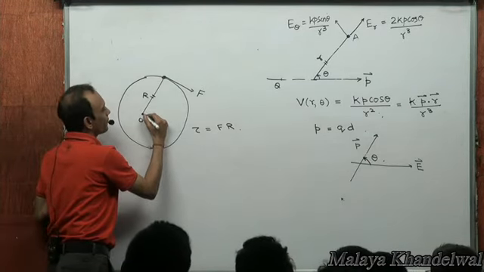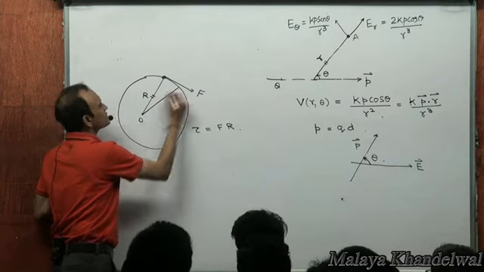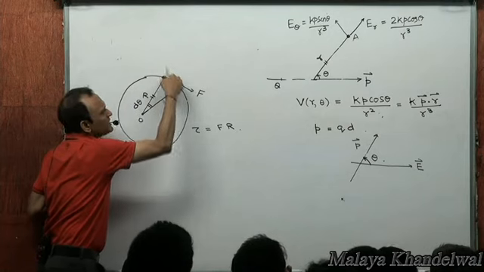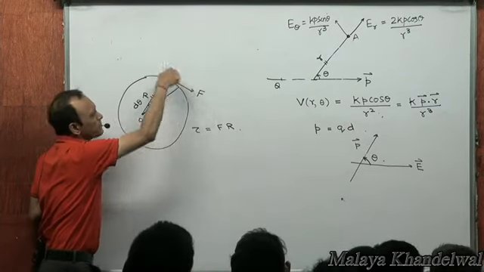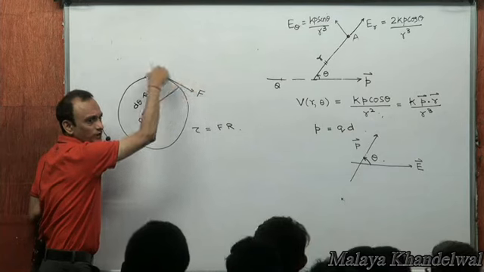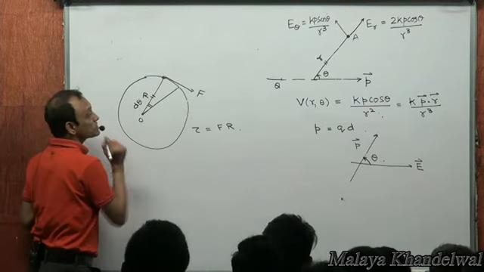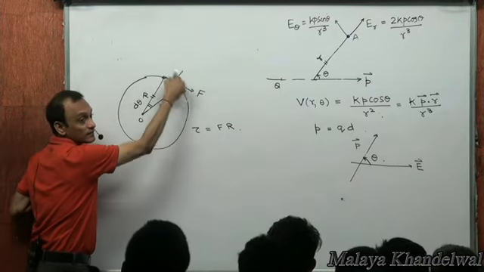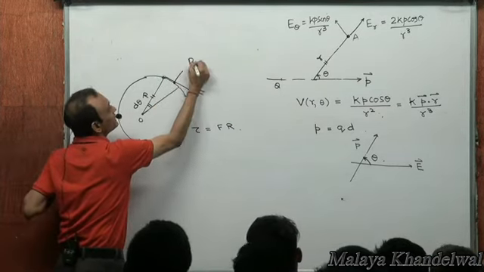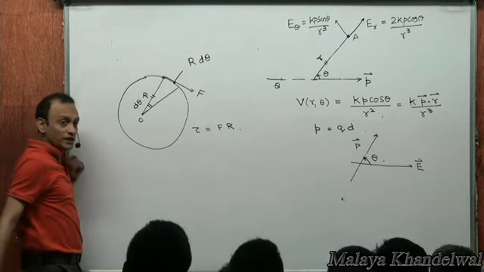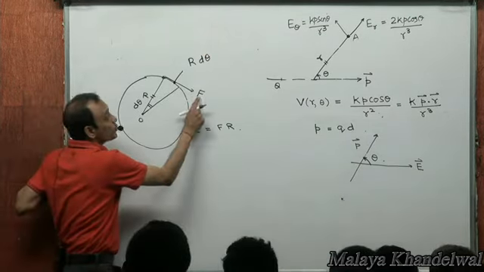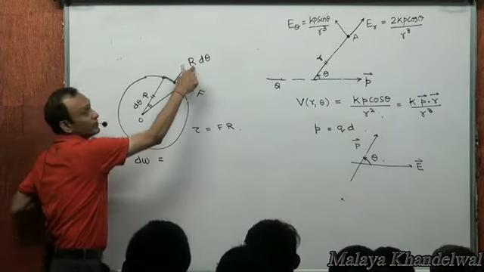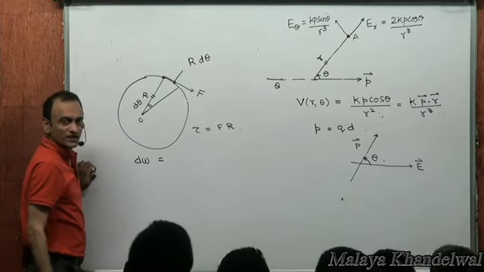Now, if there is a small change in angle d theta, then this force that was tangential here is also tangential here. This force is practically the same along the tangent at this point. Then, what's the work? What's the displacement? This length is the displacement. R d theta is the displacement. What is the work done by this force? The work done by this force is F into R d theta.